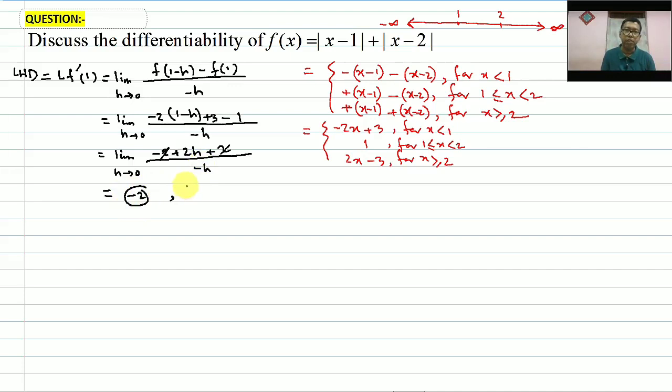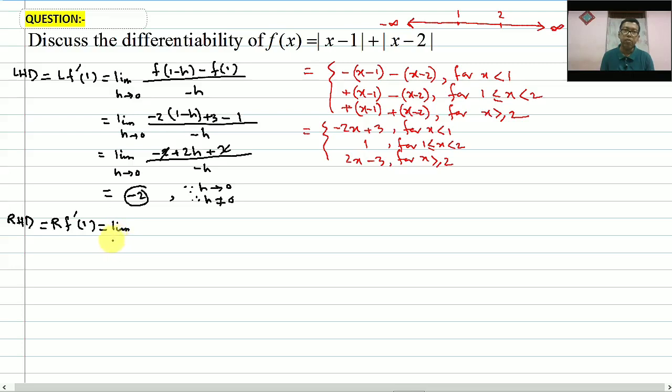Obviously you have to write, since h is tending to 0, therefore h is not equal to 0. When h is not equal to 0, the h's will be cancelled, and limit h tends to 0 of minus 2 is equal to minus 2. This is your LHD. Now find the RHD, the right hand derivative at the point x equal to 1, that means R f dash 1. According to the definition, you know everything we have discussed in the earlier tutorial. You may see this tutorial, the link will be given.